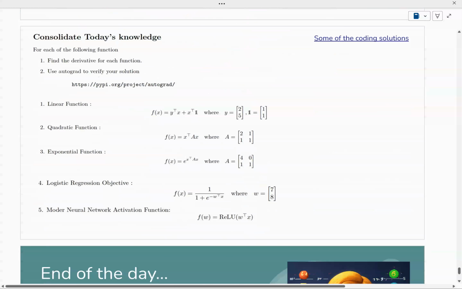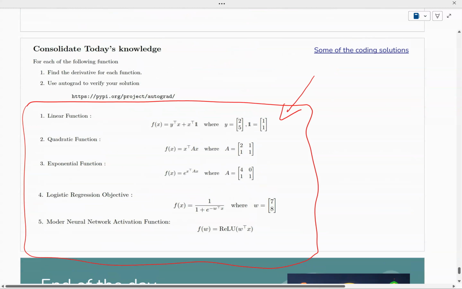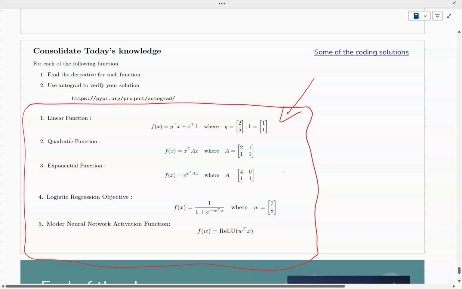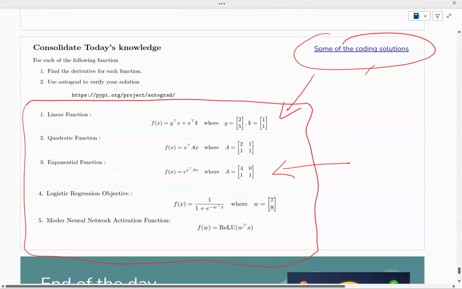All right, let's consolidate today's knowledge. For the final class exercise, you want to find a derivative for each one of them. Once you find a derivative for each one, you want to once again pull out Python and confirm that they're correct. And I think that's it for the day. Some of the coding solutions I've written for you, so if you really struggle with how to do this, you can look through the coding solutions and see how it is done. All right, that's it for today.